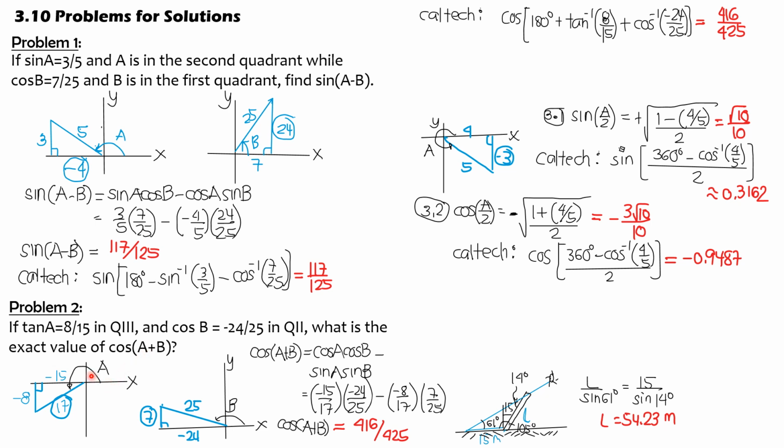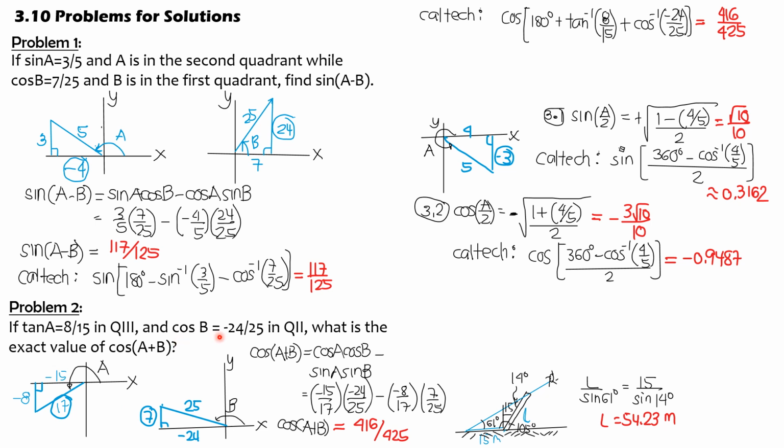A is in the third quadrant and tangent A is 8/15, y is -8, x is also negative, so -15. So -8 over -15 is 8/15. So that's the value of tangent in the third quadrant. So the hypotenuse is 17 by Pythagoras theorem.